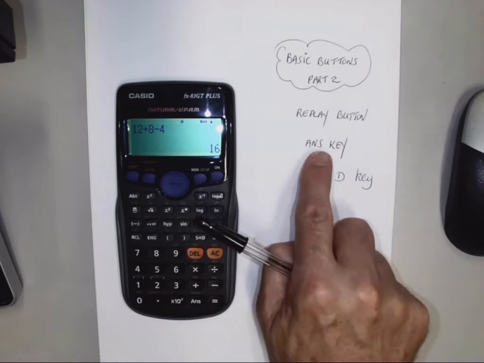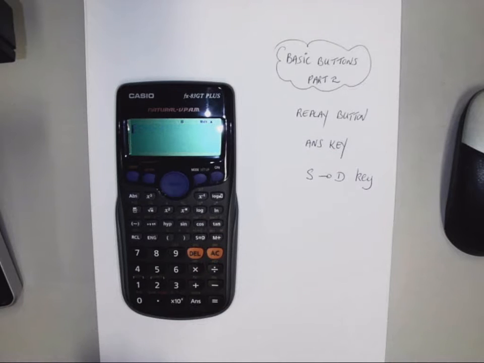Now the answer key, that's what ANS stands for. Press AC. Now if I want to call back up the last answer that I had, I simply press ANS and then press equals, and up comes the last answer, 16.